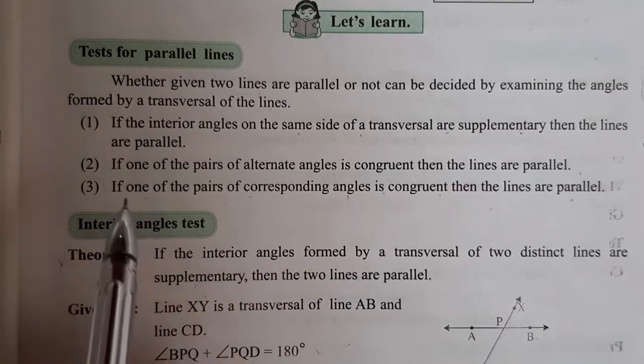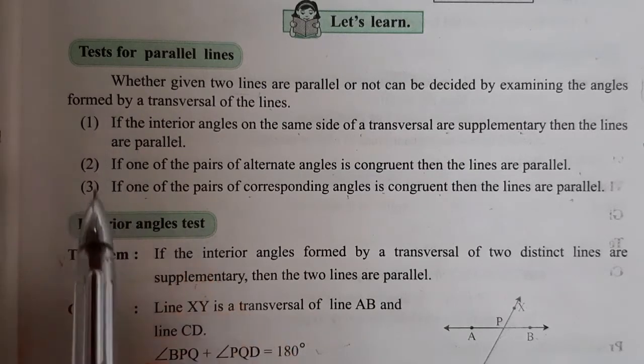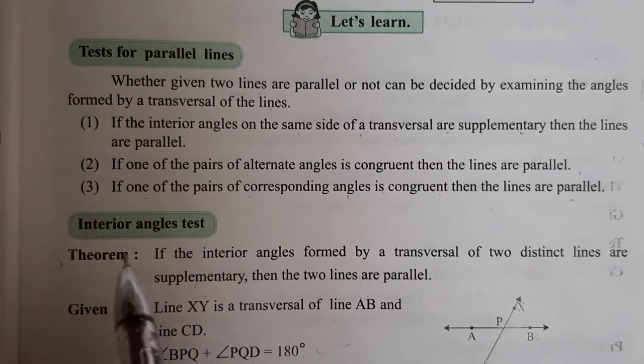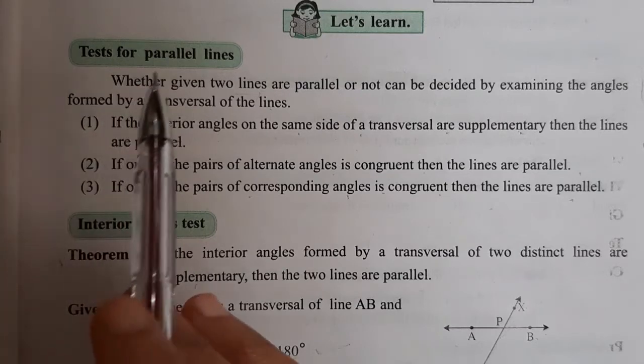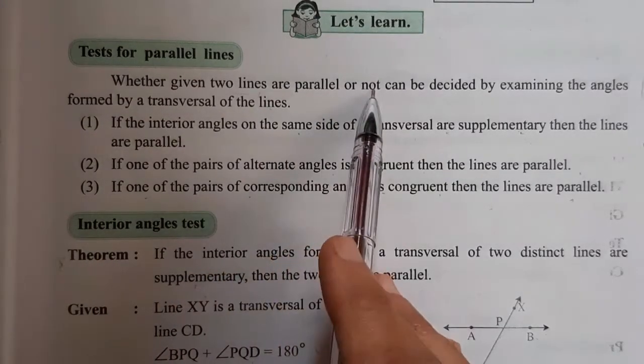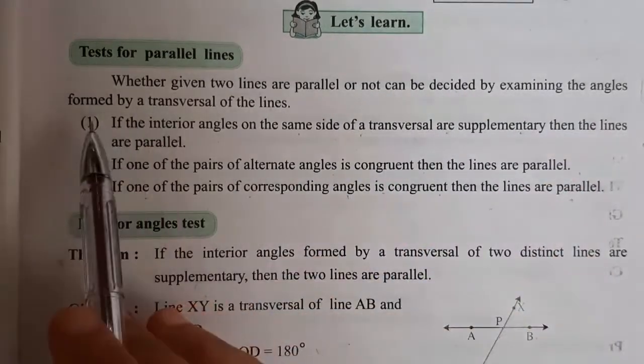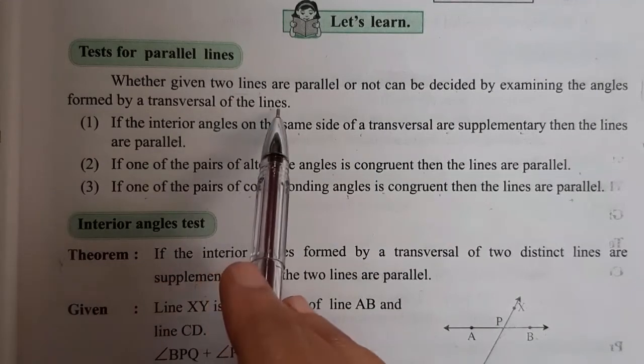Again here three tests are given, and these three tests we have to prove. These three tests are given in the form of theorems, and we have to just learn those theorems. Now see here, whether two given lines are parallel or not can be decided by examining the angles formed by a transversal of the lines.